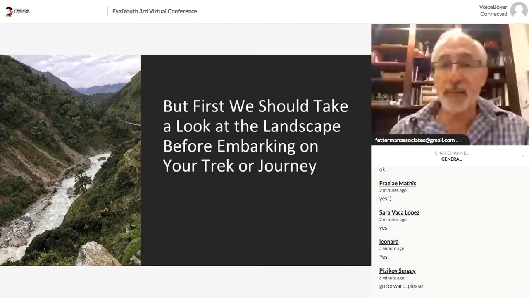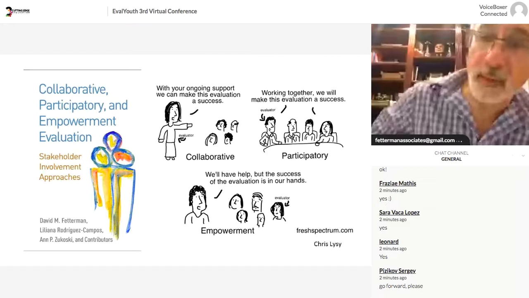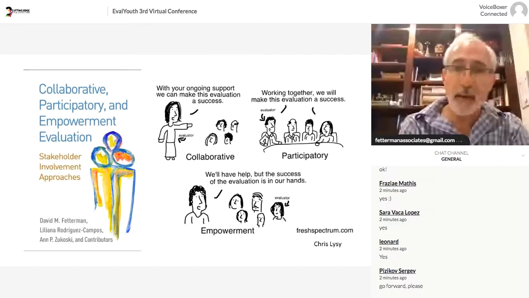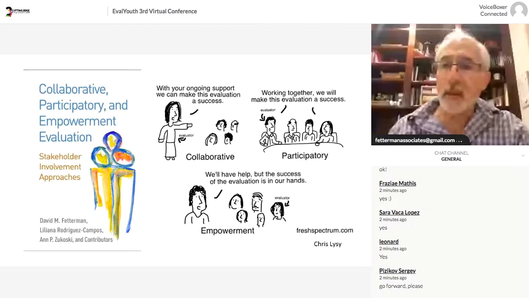So when you're looking at stakeholder involvement approaches, I like Chris's little cartoon. You know, empowerment's not the only way to go. And like Eric said, you don't want to have just one approach that you go by and that's it. Even in my case, I may have created empowerment evaluation, it's not the only approach in the world. It depends on what the problem is. You don't want the methodological tail wagging the dog.